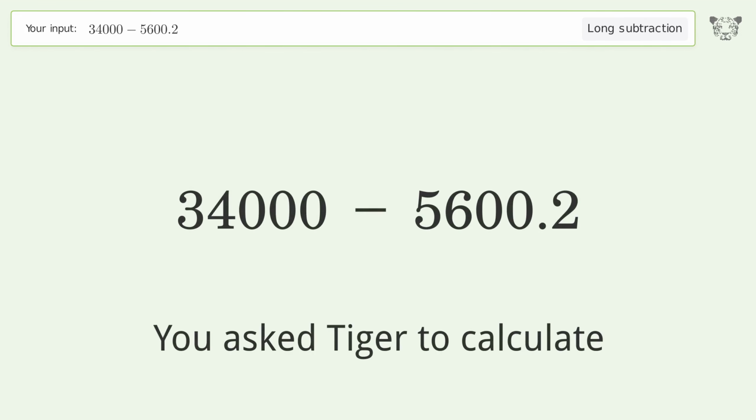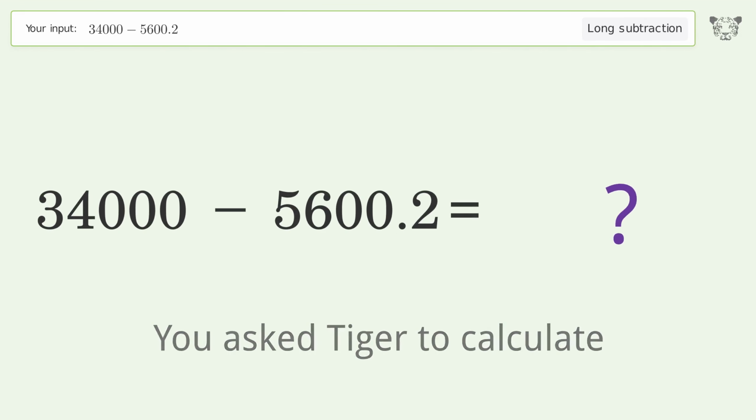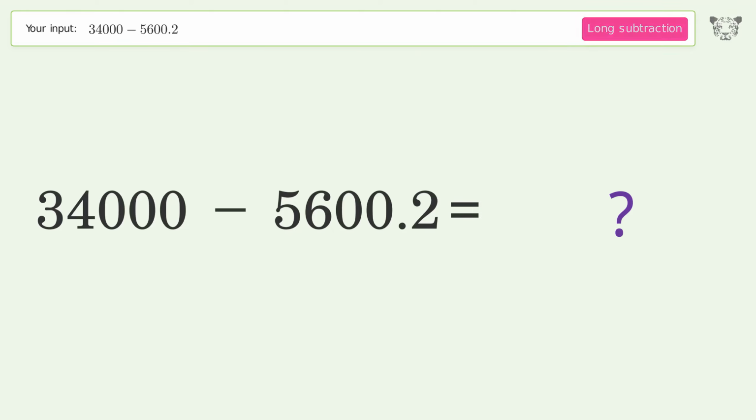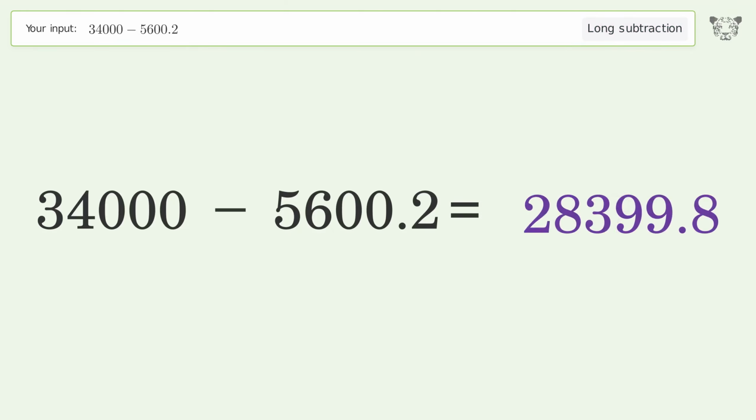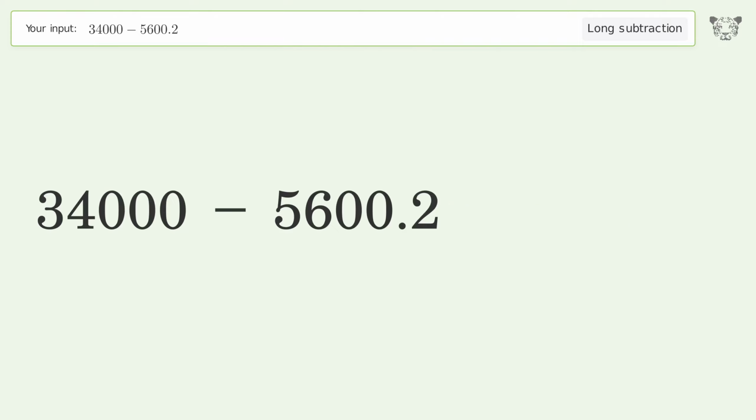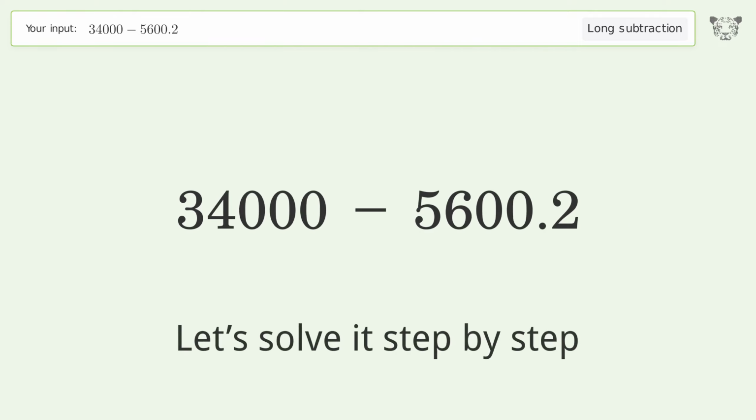You ask Tiger to calculate. This deals with long subtraction. The final result is 28,399.8. Let's solve it step by step.